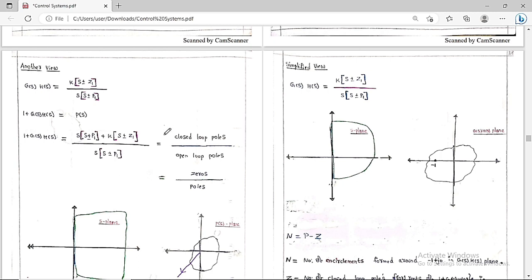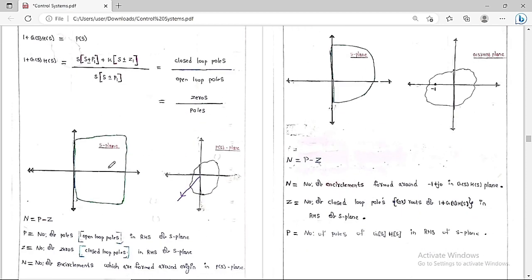So these are called the closed loop poles, and this is basically the open loop poles. So this is the open loop poles I have written. Now I want to map from the S plane to the P of S plane. I want to consider the total right half of the S plane. If we keep all these points in P of S, then we are going to get some curve in the P of S plane.